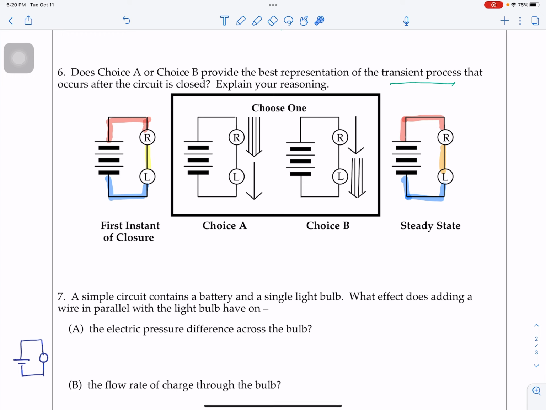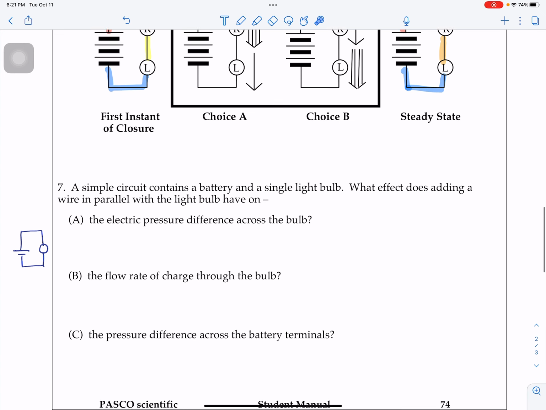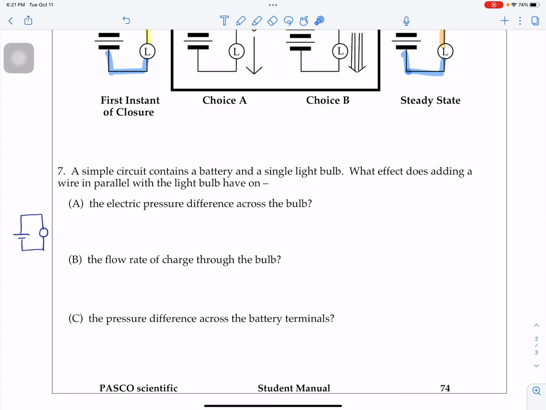Okay, so if this middle wire were yellow, then these would be equal brightness. And so I have to make this one have a higher pressure, and so this shows higher pressure going into the middle. So yellow goes to orange. Hopefully that made sense. All right, a simple circuit contains a battery and a single light bulb.